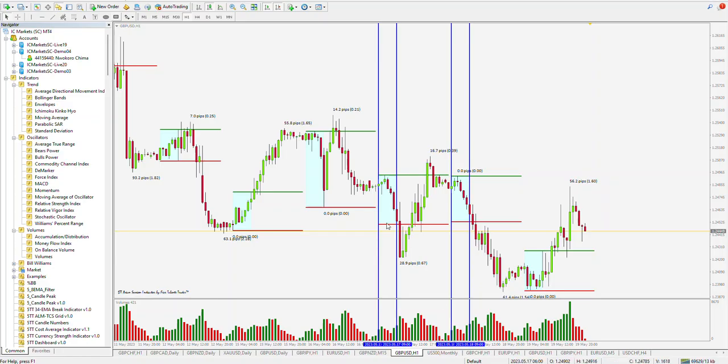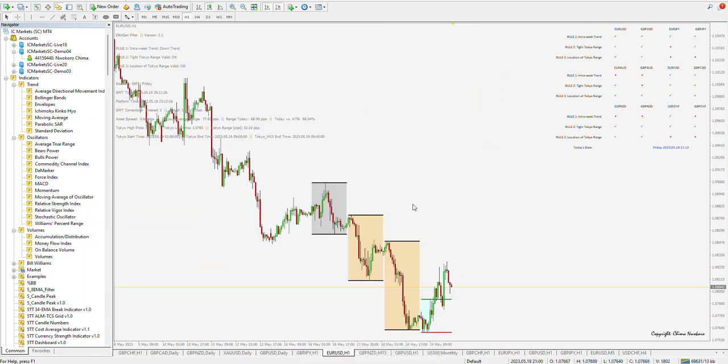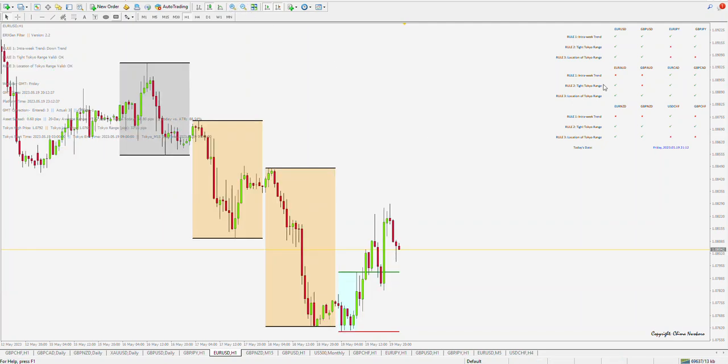So what we have is a tool that I built years ago to help me spot this. I don't want to be going and looking after currency pairs and all those sorts of things. So I built a tool that displays on the chart immediately 12 currency pairs and the rules of the strategy. There are 3 basic rules. I need to have an intra-week trend, which is what these 3 boxes are.